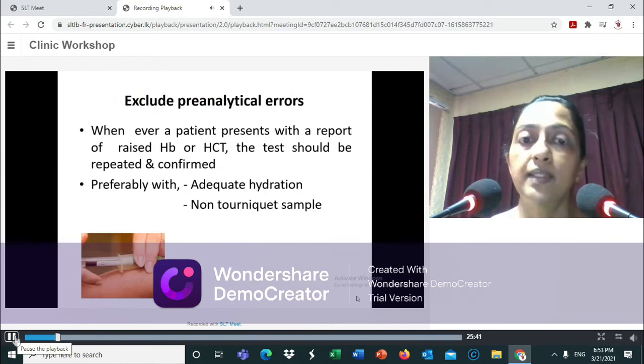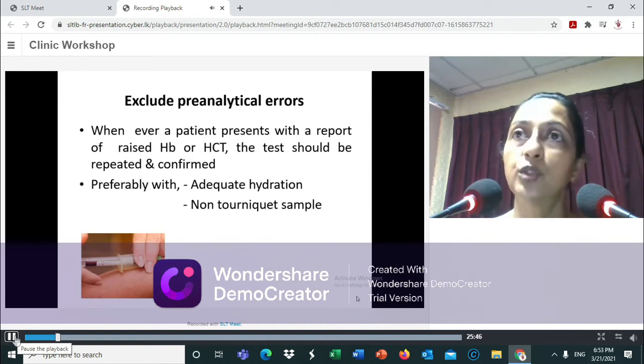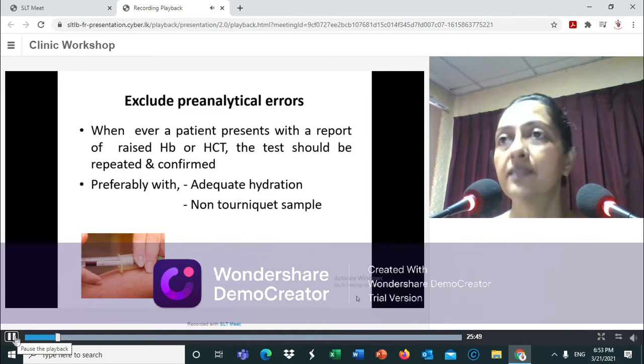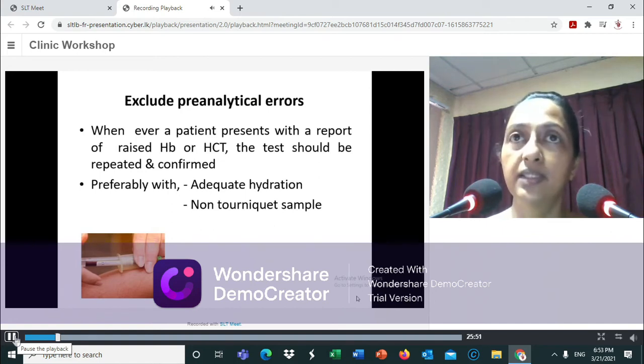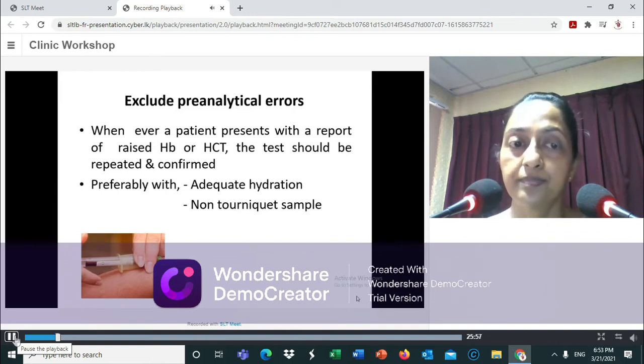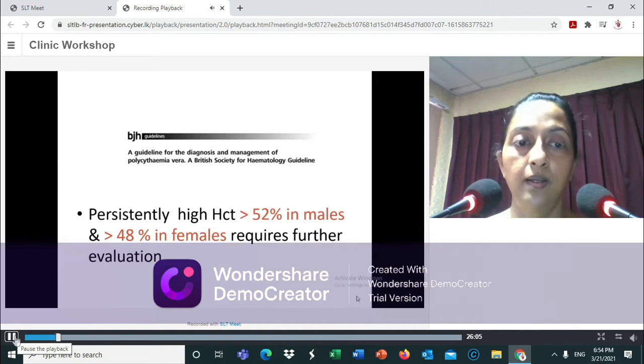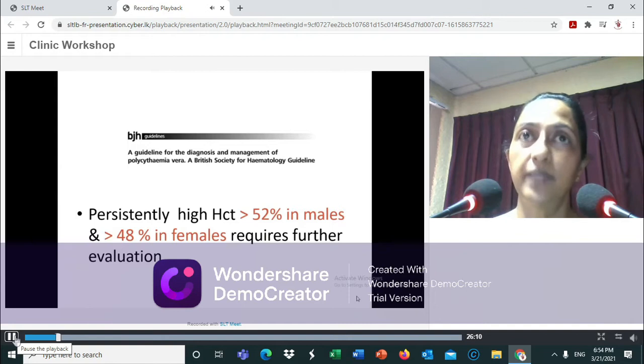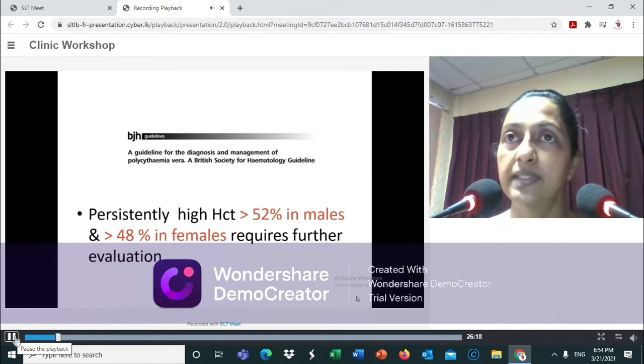So whenever a patient presents with a report of raised hemoglobin or hematocrit, the first thing we have to do is to repeat and confirm it before going into further investigations. This is to exclude any pre-analytical errors. And preferably we should repeat with adequate hydration and a non-tourniquet sample. Persistently high hematocrit, more than 52% in males and more than 48% in females, requires further evaluation according to the BCSH guidelines.